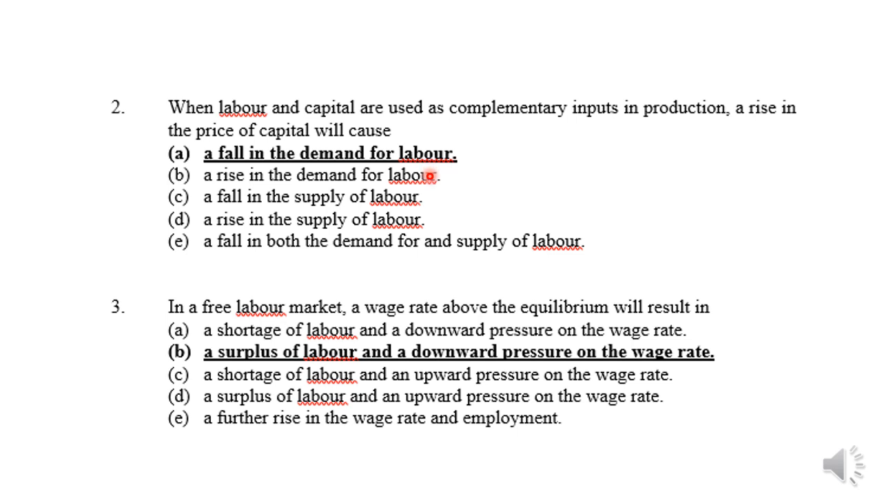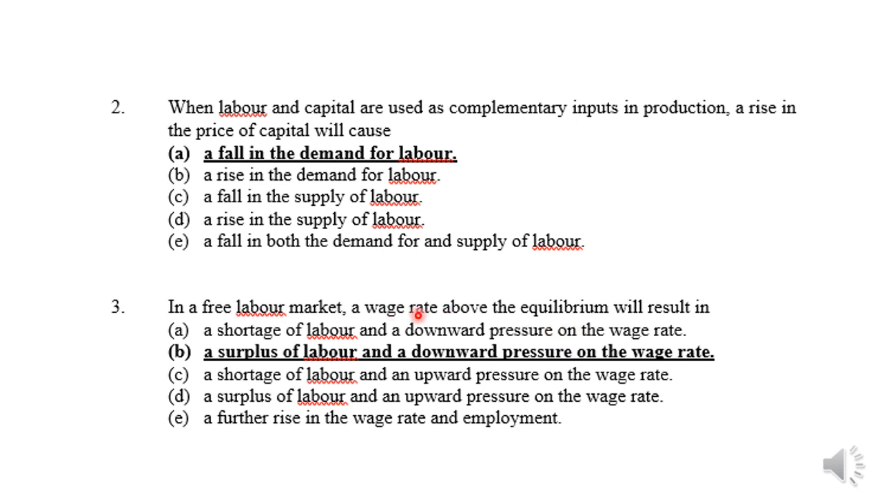Now, for question 3, in a free labor market, a wage rate above the equilibrium will result in what? Now, this is a typical demand supply question, right? So it's a very technical question, how you get to equilibrium. When you're not at equilibrium, how do you get there? This kind of question is quite similar to the demand and supply questions that we had a few weeks ago.